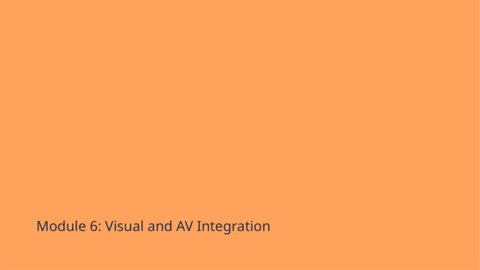In Module 6, we're focusing on visual and AV integration, which is a critical aspect of creating a seamless and engaging presentation environment. Here, the key points revolve around how effectively integrating visual elements and audio-visual technology can elevate the overall impact of your message. It's not just about having high-quality equipment, but about ensuring that your visuals and audio work together harmoniously to support your content and engage your audience.